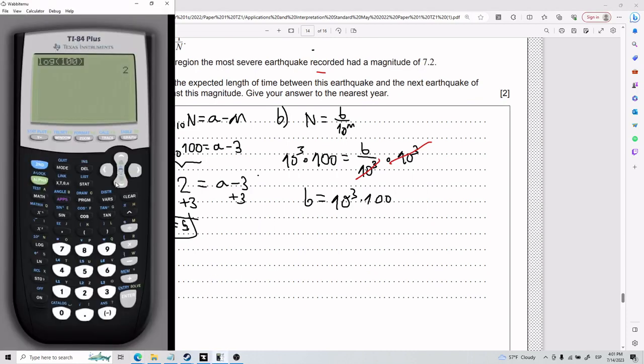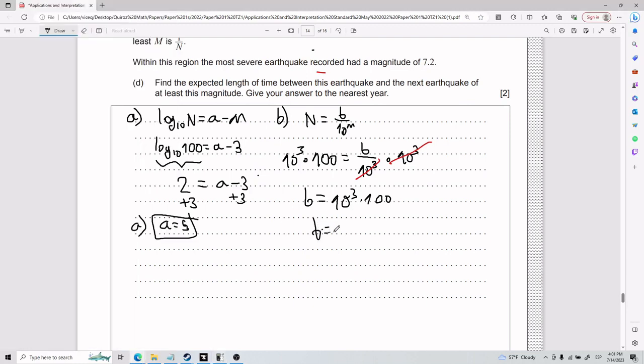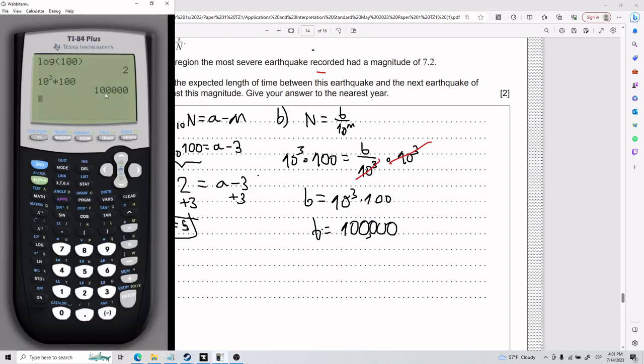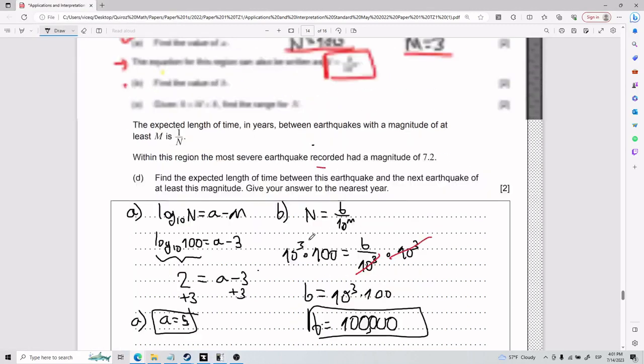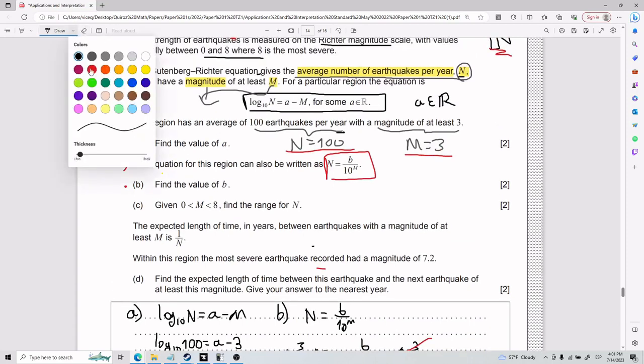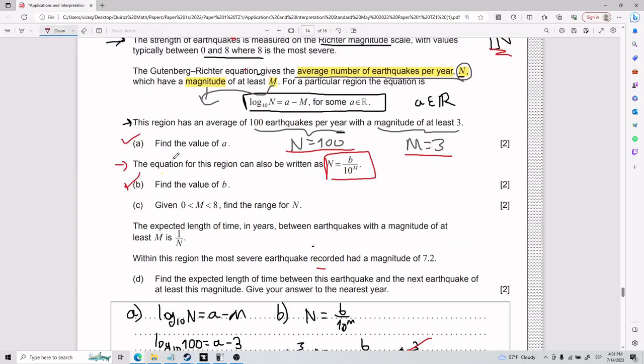Alright, I can literally do that on my calculator. 10 to the power of 3 times 100 gives me a whole lot of zeros. 1, 2, 3, 4, 5. B equals 100,000. Is that right? It does look right to me. That is b. Cool. Not that hard, eh? I knew you could do this.